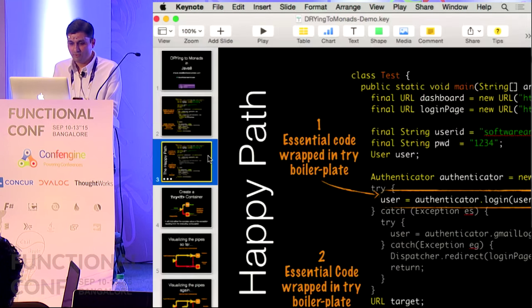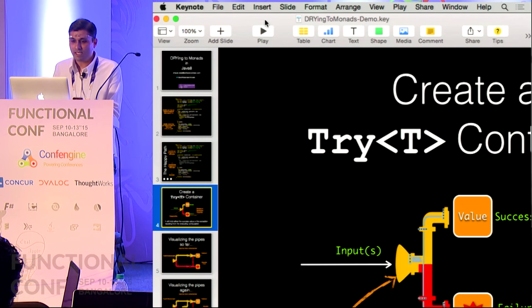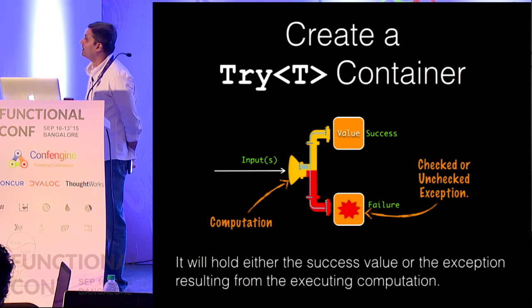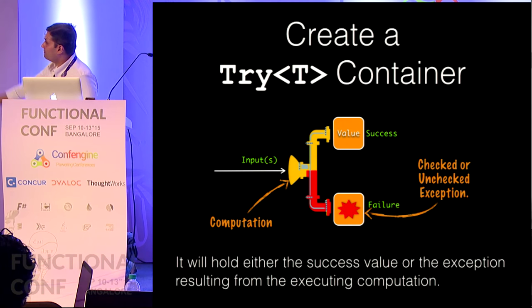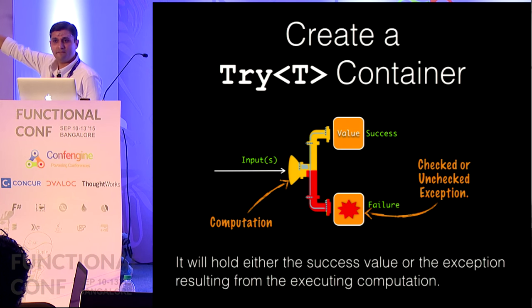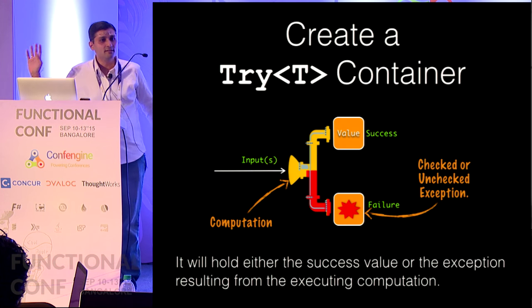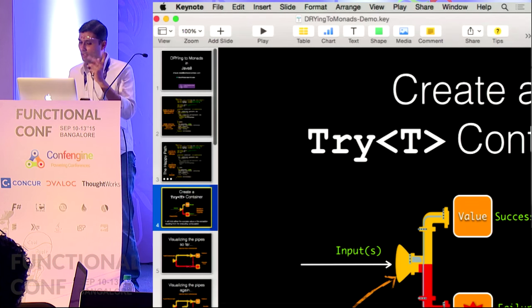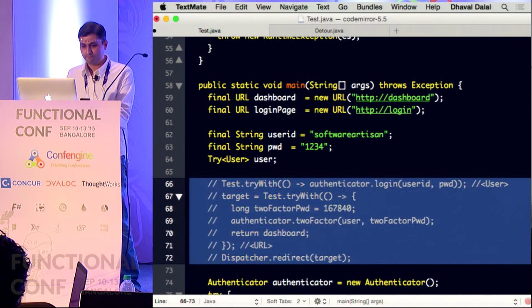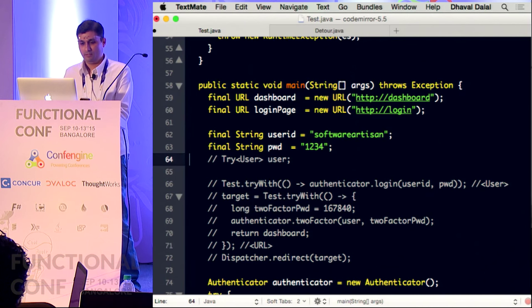So just to move back here, what we are attempting is to create a Try T container. These are the inputs. This is your computation, which could result in success. If it's success, it hosts the value. If it's failure, it hosts the exception. Fair enough? For that, I have to do a little bit of refactoring again. So what I'm going to do is go towards this one step at a time.